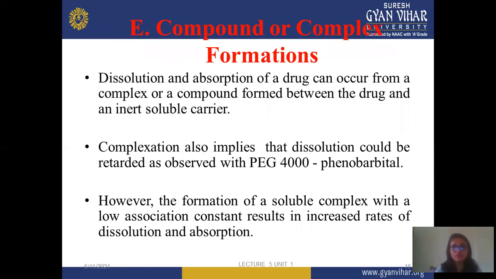Next, E method is compound or complex formation. In this, dissolution and absorption of a drug can occur from a complex or a compound formed between the drug and an inert soluble carrier. The name of this method itself explains compound and complex formation. You prepare a compound of one, two or more solutes and solvent, or form a complex. Due to this complex formation, dissolution may change or show a faster dissolution rate. When dissolution is more, absorption is also fast.